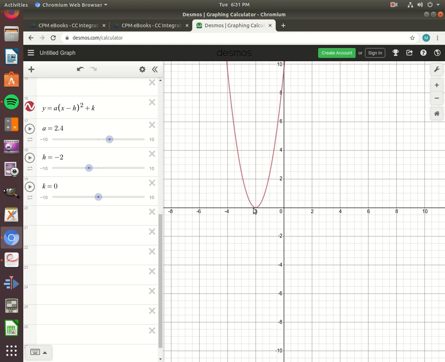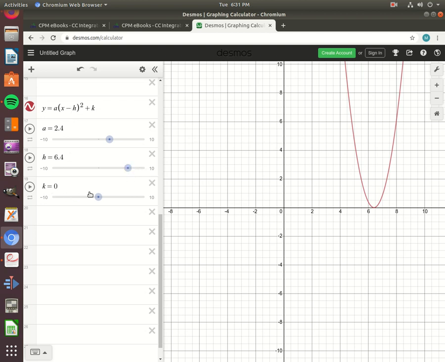Remember I said it's just like getting your x-intercepts out of the factoring form. So if I put a negative 2 in, it's like x plus 2, and x plus 2 moves it to negative 2. If I move it here to 4, you can see as I just slide it along, it's just going to move it left and right. Again, that's x minus h.